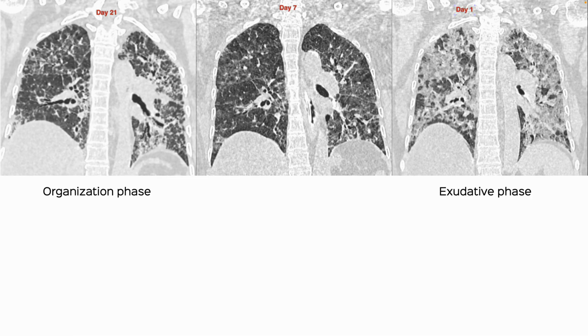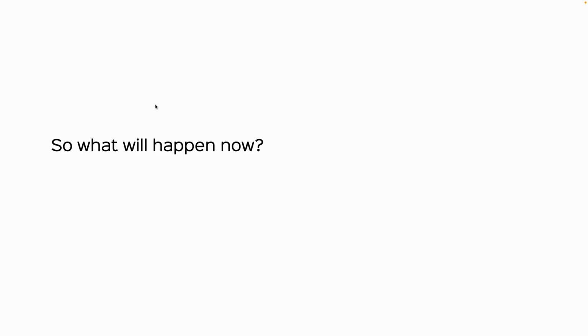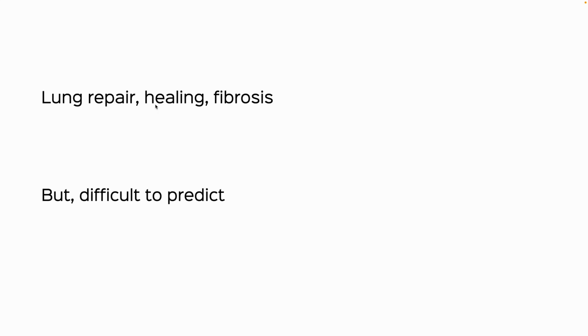If you put these together, I think it becomes that much easier to understand. The exudative phase with ground glass consolidation, an in between phase where there was an apparent improvement, and now the organization phase, where you can see volume loss in all dimensions with bronchial dilatation and reticular opacities, suggesting that there is an interstitial component. So, what will happen now? That is a big question. The third phase is repair, healing, fibrosis, but that's difficult to predict.